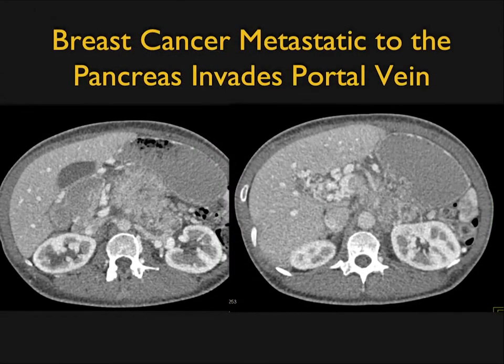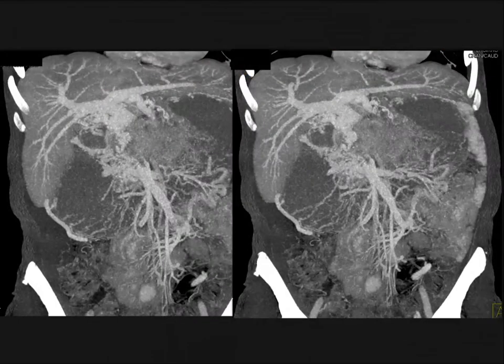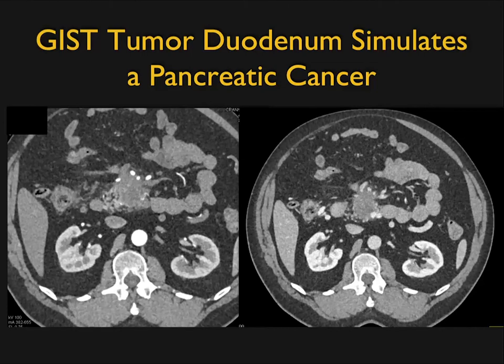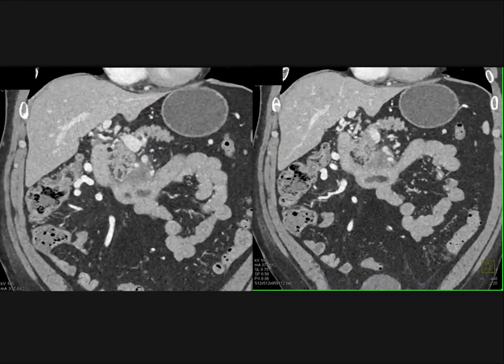Or this example, look at the cavernous transformation of the portal vein, big mass in the pancreas, there's nodes. Could this be a pancreatic primary? Here's the vessel encasement, occlusion of portal vein, SMV confluence, occlusion of splenic vein, multiple collaterals, diffuse tumor infiltration. Boom. You might say pancreatic cancer. You might be right. Metastasis from breast. Or this case, I have to admit there's an infiltrating tumor. It looks like a head of a pancreas infiltrating and extending into the patient's duodenum. This was actually a GIST tumor of the duodenum extending into the pancreas.